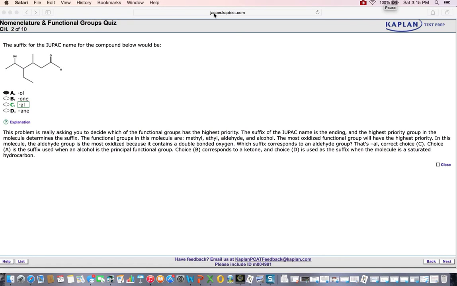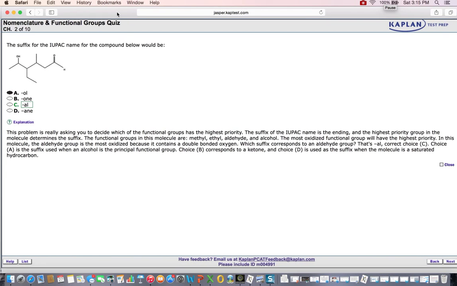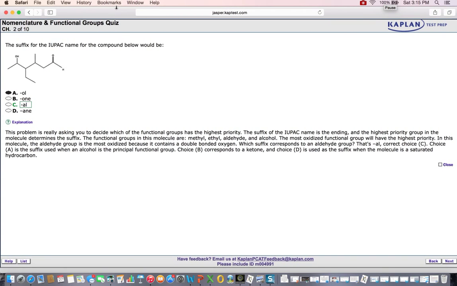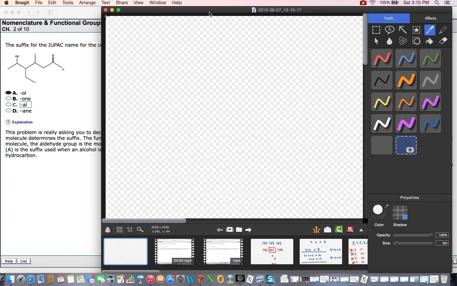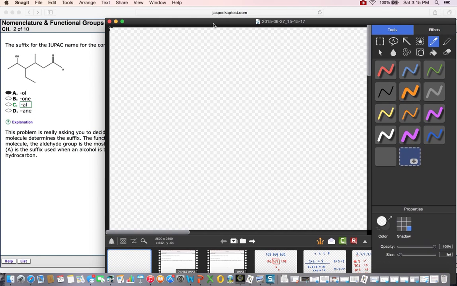Okay, so we're going to look at some nomenclature questions for PCAT. So the first question really is just a general, what is the most important carbon question? And so I'm going to do two things. Number one, I'm going to show you which one is the most important one, and then we're going to go through and actually name it. I think that'll be good practice.